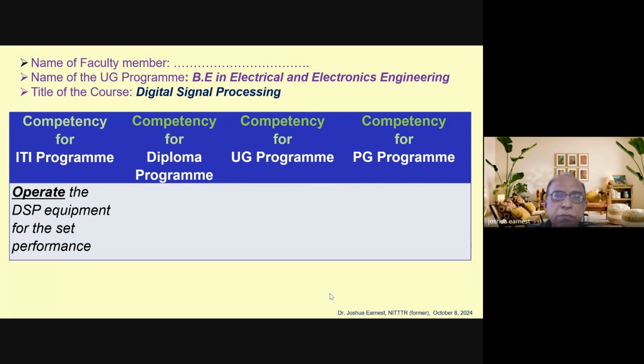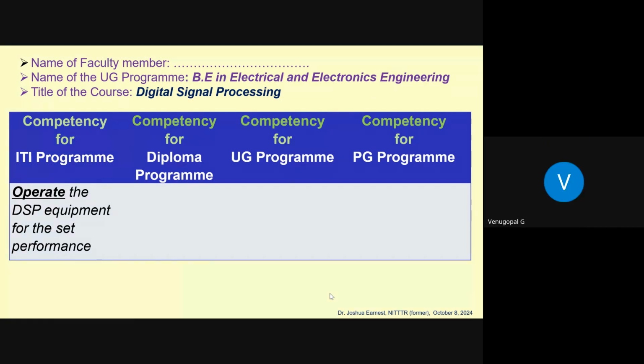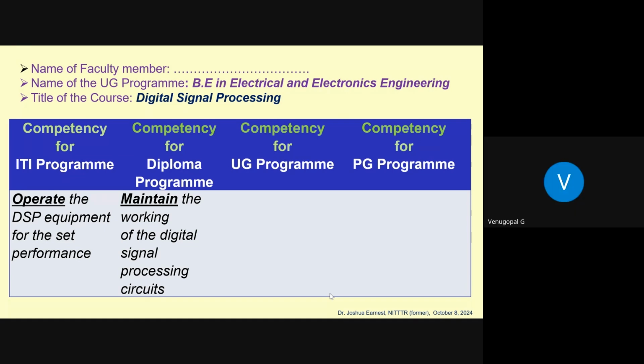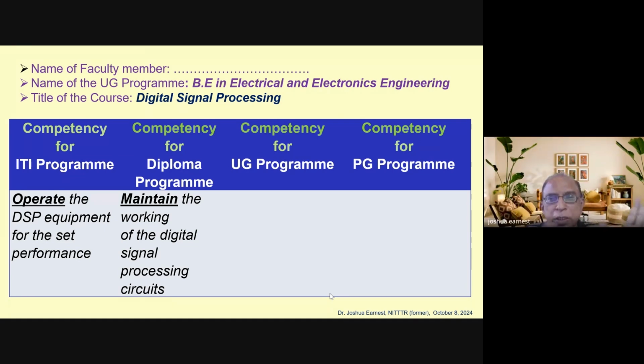Now, I have written the competency based on the Dublin Accord, which I talked about yesterday: operate the DSP equipment for the set performance. Now, what will be the competency for diploma? It would be to maintain the working of digital signal processing circuits. Okay, it will be that. That's what they do in the industry.